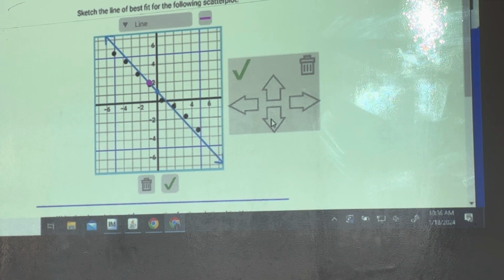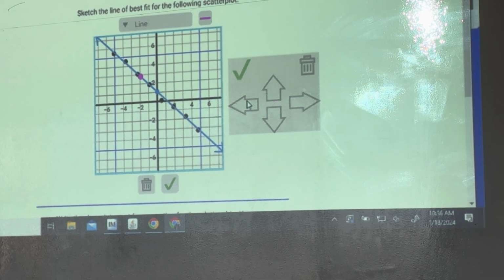Well, I've got points above and points below. I'm not loving that. Can I go up or down and do any better? If I go down all the way, what kind of line do I now have? I got a horizontal line, so down's not going to work. Can I go over and then up some? Would that be up enough? No. How about this? Yes. That looks pretty good.